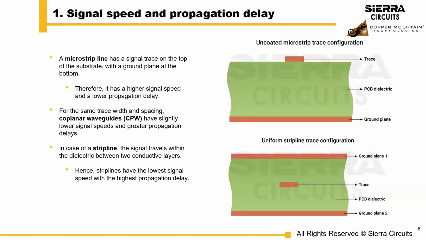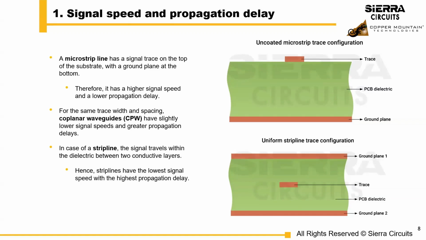So you want to look at your signal speed and propagation delay. In microstrips, the signal trace will run along the top surface of the substrate, and the ground plane is on the bottom. So the signal partially propagates through the dielectric, resulting in a lower effective dielectric constant compared to other geometries. So microstrip lines generally have a higher signal speed and a shorter propagation delay. And for the same trace width and spacing, strip lines have slightly lower signal speeds and greater propagation delays.